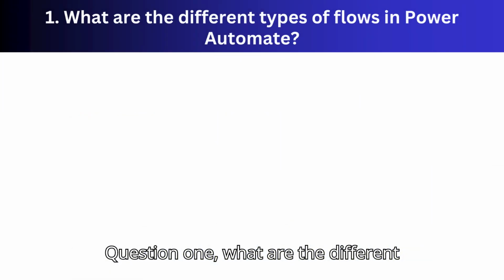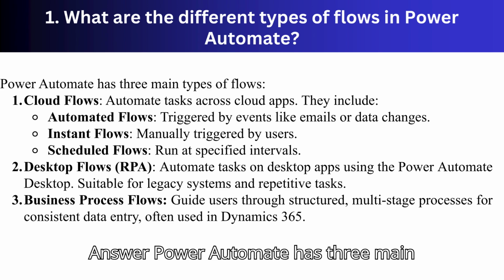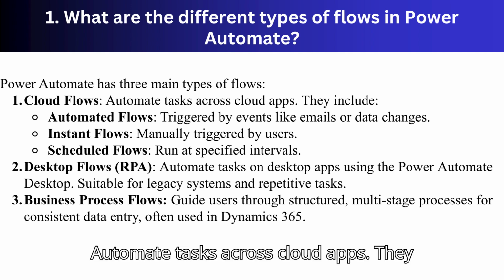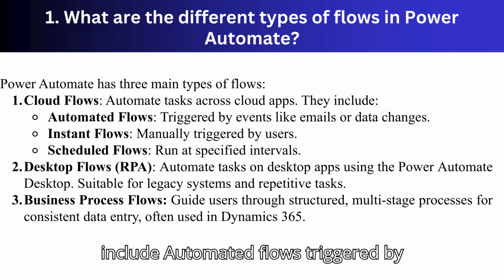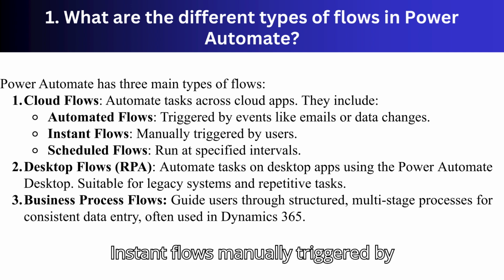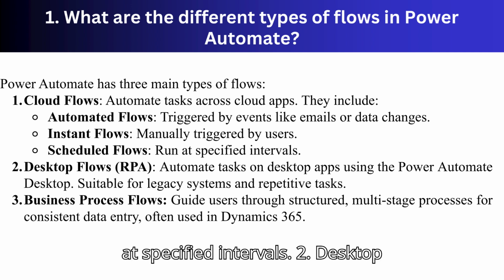Question 1. What are the different types of flows in Power Automate? Answer: Power Automate has three main types of flows. 1. Cloud flows. Automate tasks across cloud apps. They include automated flows, triggered by events like emails or data changes. Instant flows, manually triggered by users. Scheduled flows, run at specified intervals.